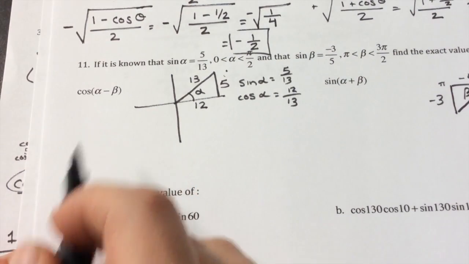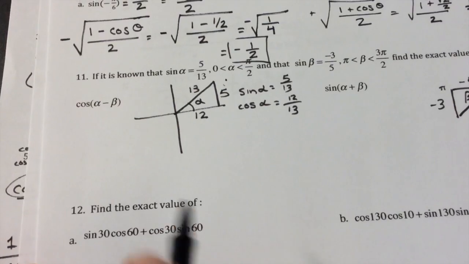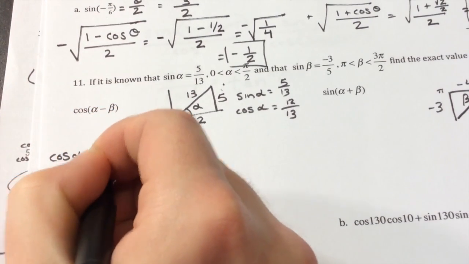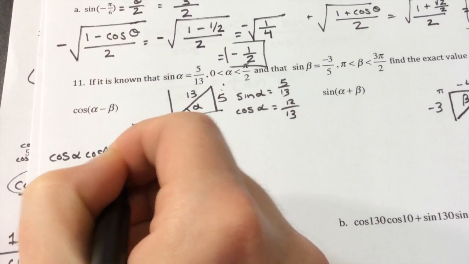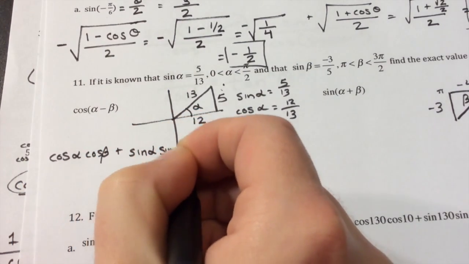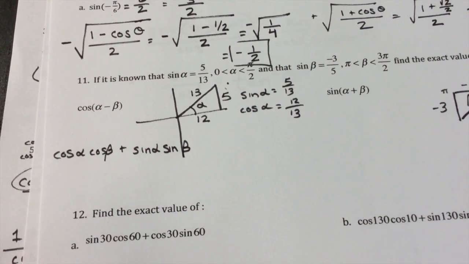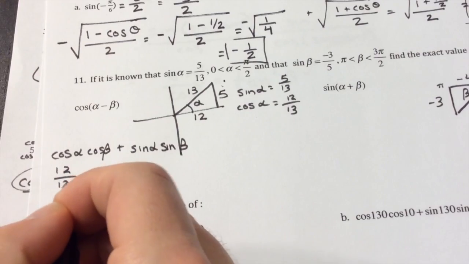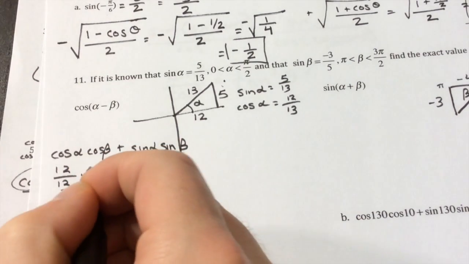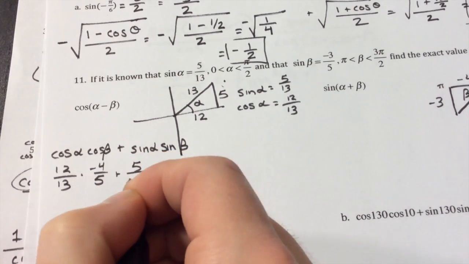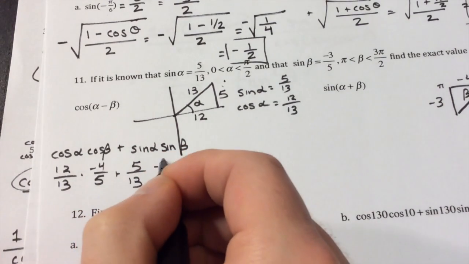Cosine of a sum or difference is quick. It's cosine, sine. So I'm going to write that out. It's cosine alpha, cosine beta. Cosine signs change, so plus sine alpha, sine beta. Now we just plug in the values. Cosine alpha is 12 over 13. Cosine beta is negative 4/5. Plus sine alpha is 5/13. Sine beta is negative 3/5.